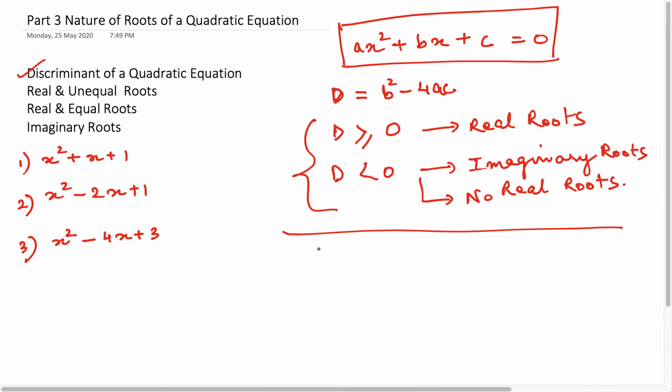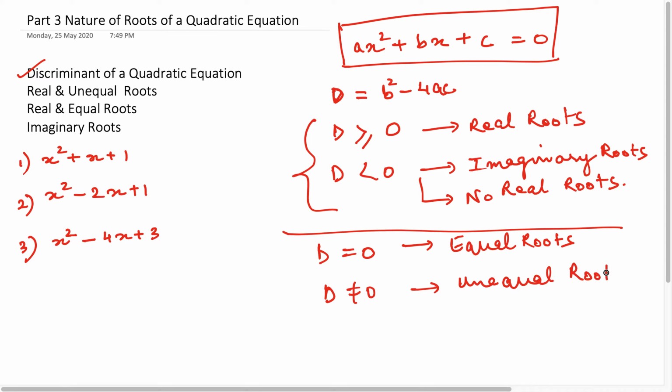Another is if d is equal to 0, then the equation will have equal roots, and if d is not equal to 0, it will have unequal roots. So one way of thinking is whether the roots are real or not real. Another way of thinking is whether the roots are equal or not equal.